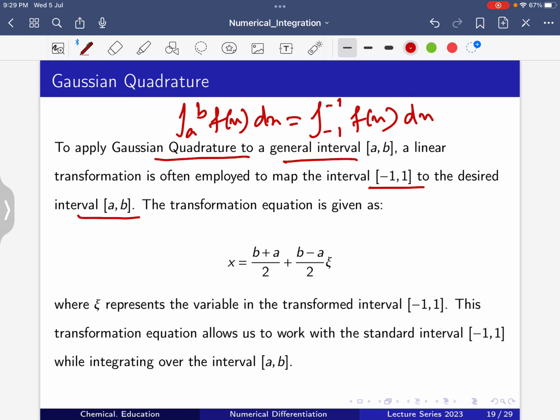For that we need a transformation equation. The transformation equation is x equal to (b plus a) by 2 plus (b minus a) by 2 times zeta, where zeta represents the variable in the transformed interval -1 to 1. This transformation equation allows us to work with the standard interval -1 to 1 when integrating over a to b. So remember, when we change the interval, x will be (b plus a) by 2 plus (b minus a) by 2 zeta.